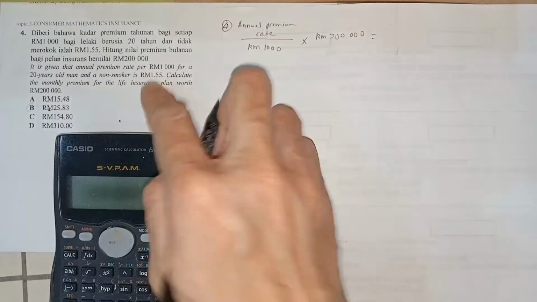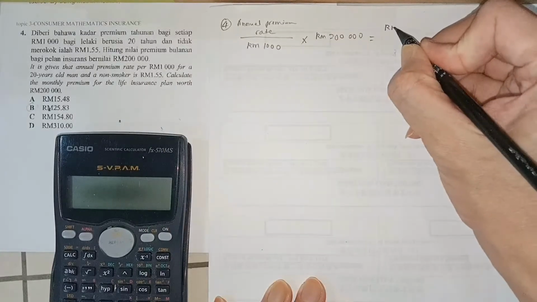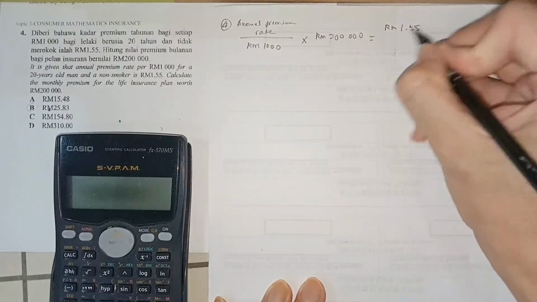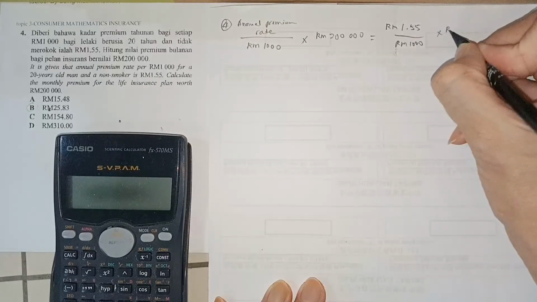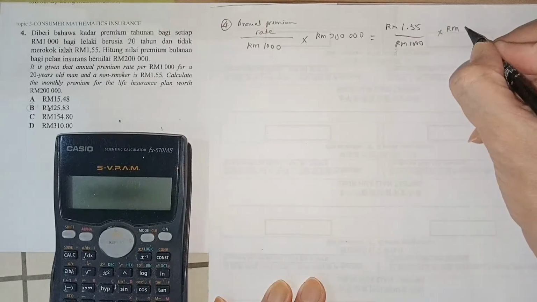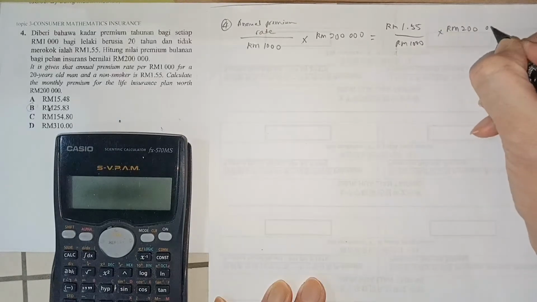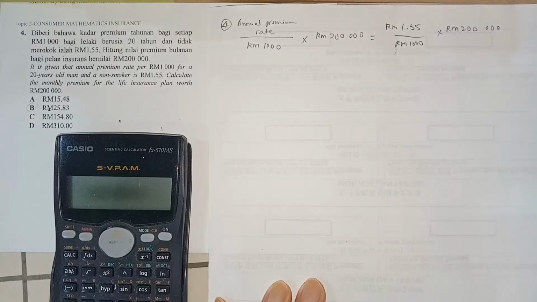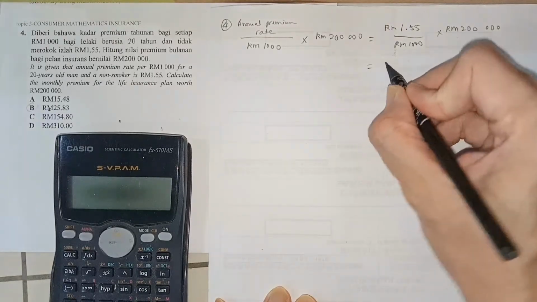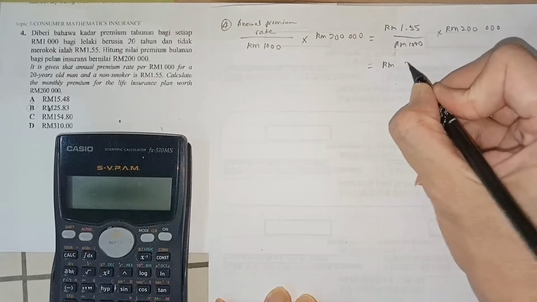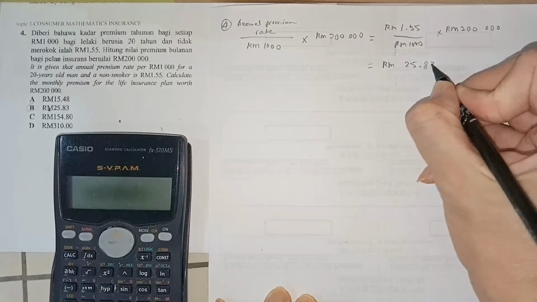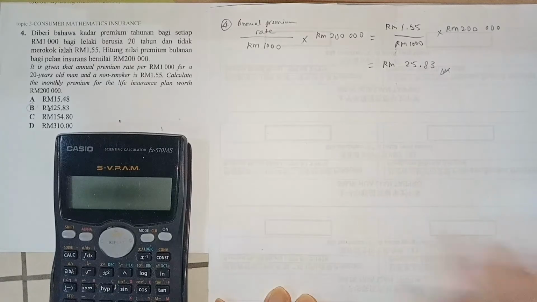So the rate is RM 1.55 over RM 1000 times the 200,000 insurance plan. Okay, so you will get RM 25.83. So answer B.